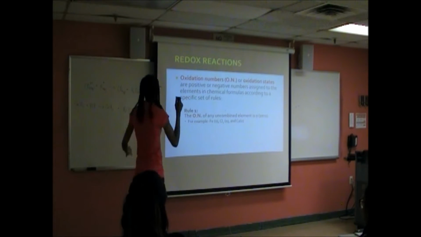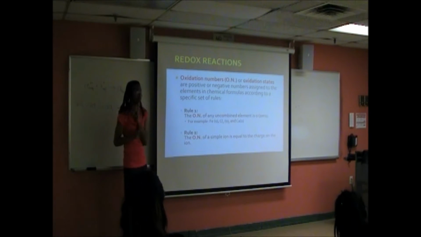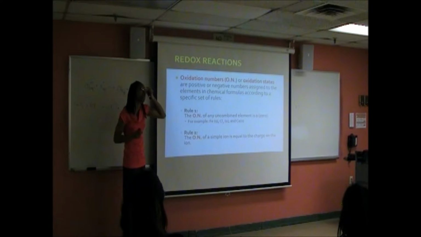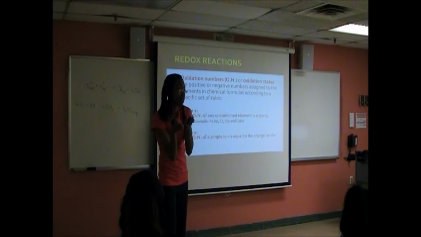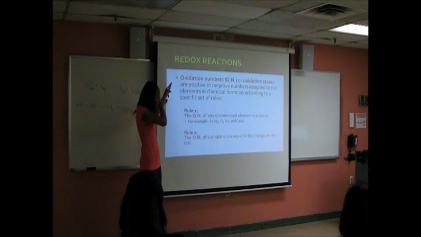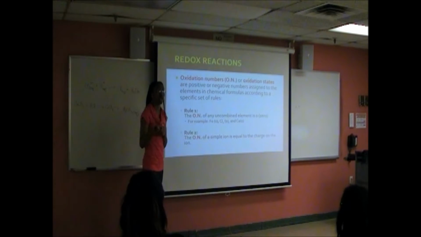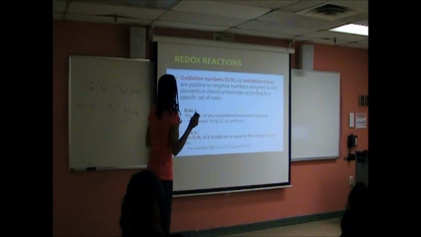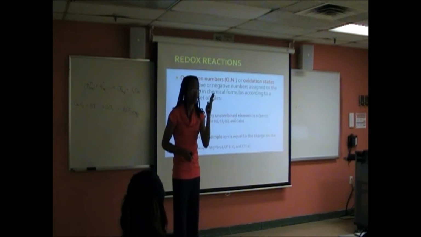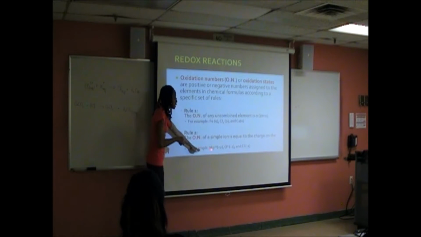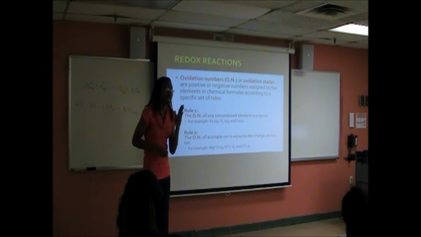Okay? Rule number 2. If you have a simple ion, either by itself or in a compound, the oxidation state is equal to its charge. So for example, remember, this is in a molecule or a compound. If you have magnesium, the charge of magnesium is 2+, so therefore the oxidation number is +2.